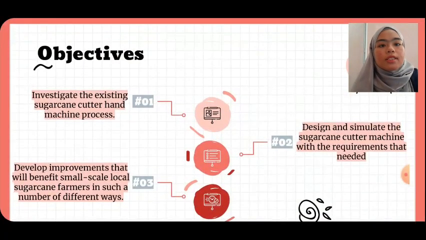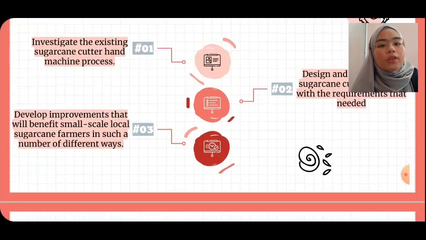The next one is objective. The first one is to investigate the existing sugarcane cutter hand machine process. The second one is to design and simulate the sugarcane cutter machine with the requirements that are needed. The third one is to develop improvements that will benefit small-scale local sugarcane farmers in a number of different ways.